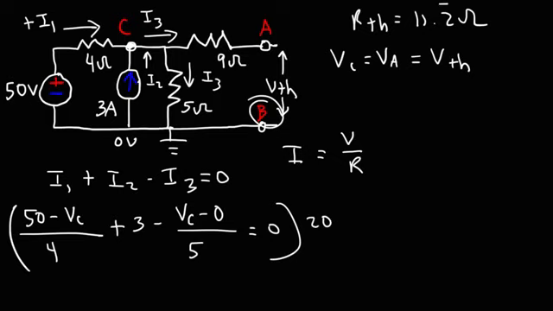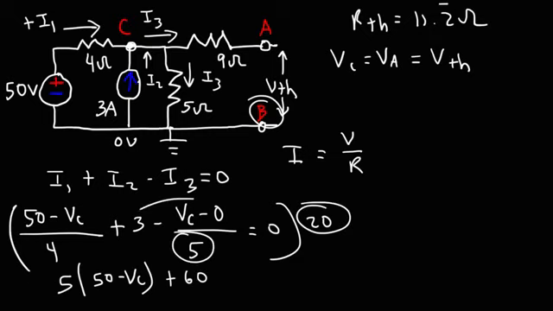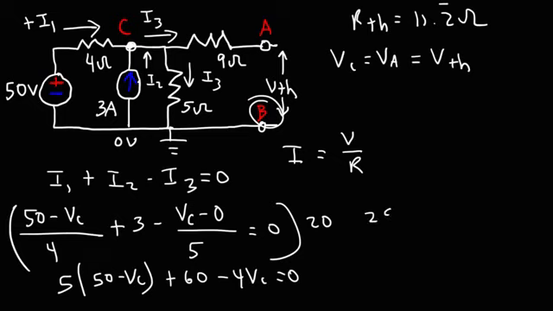Let's multiply both sides by 20. So we're going to have 20 divided by 4, which is 5, and that's going to be multiplied by 50 minus VC. And then 20 times 3 is 60. And then 20 divided by 5 is 4 times what we see here, so that's going to be negative 4 VC. Now let's distribute 5 to 50 minus VC. So 5 times 50 is 250 minus 5 VC plus 60 minus 4 VC, which equals 0.